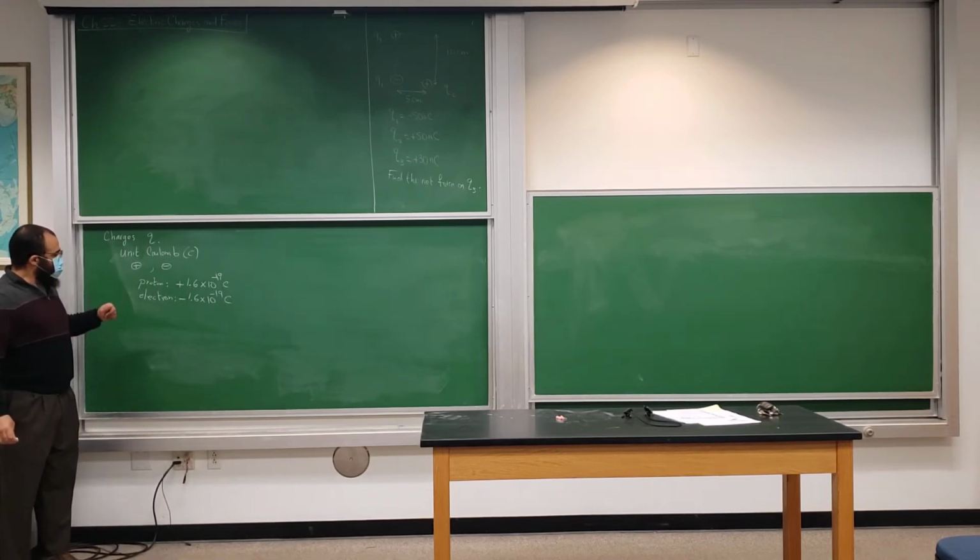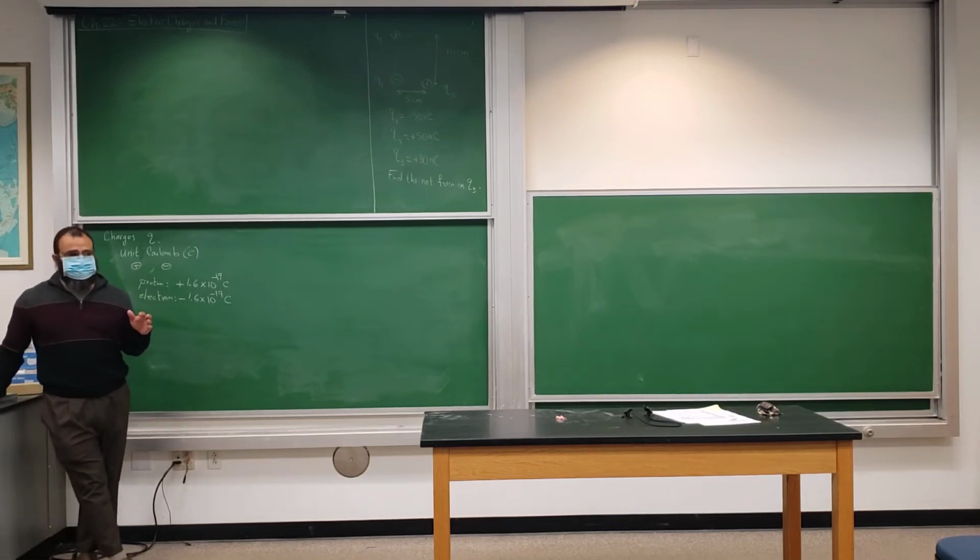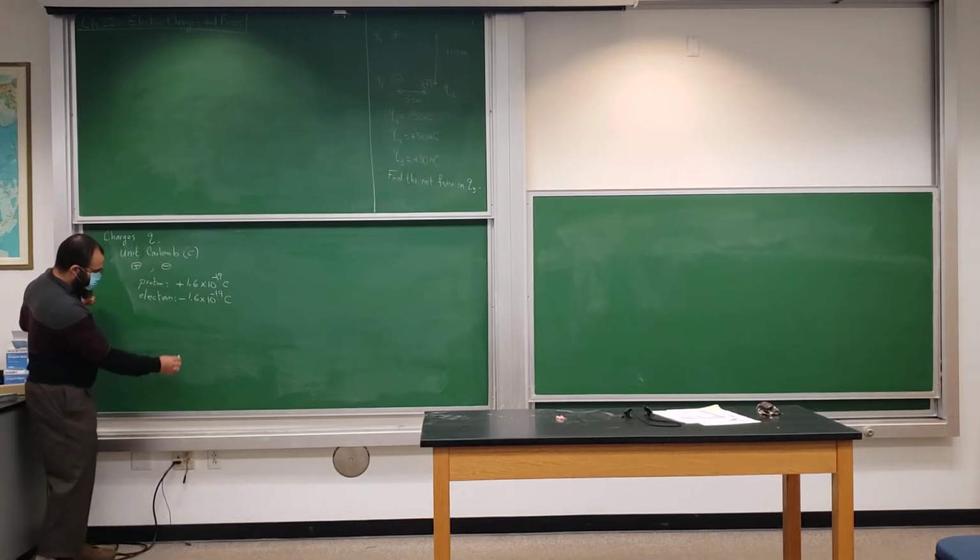Protons, electrons. Then we said charges that are alike, if it's a plus and a plus, or a minus and a minus, they repel. A plus and a minus, or a minus and a plus, they attract. Now, how much is the force between them? What is the magnitude? That's quantified by Coulomb's law.